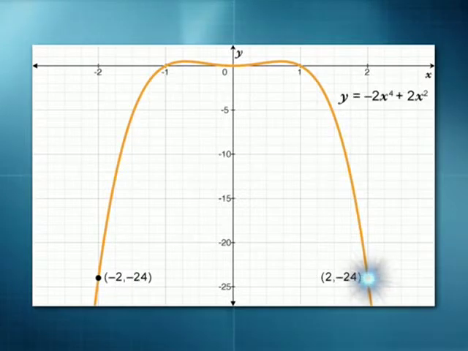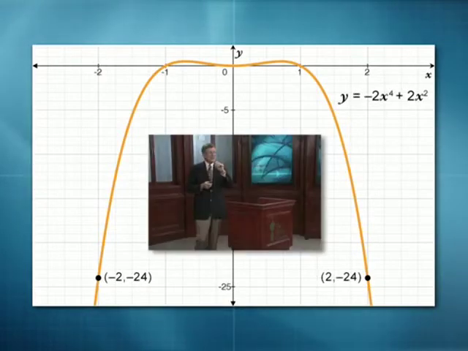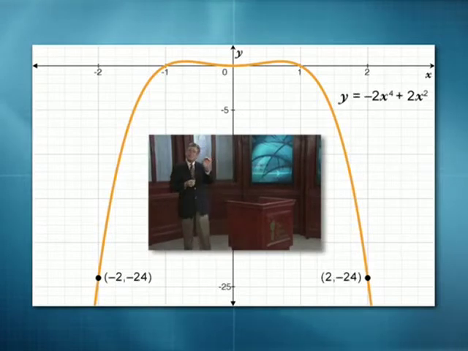And then you could plot some other points. For example, if x is 2, y turns out to be minus 24. And if x is minus 2, you also get minus 24. And you could plot some more points and then draw a smooth curve through these points. And your graph should look something like this. Notice the symmetry involved. This graph is kind of symmetric about the y-axis, isn't it? Something else interesting, you see the three zeros, minus 1, 0, and 1.